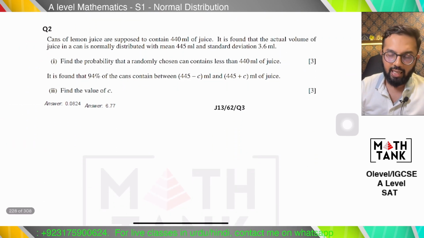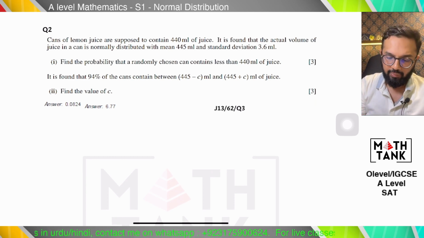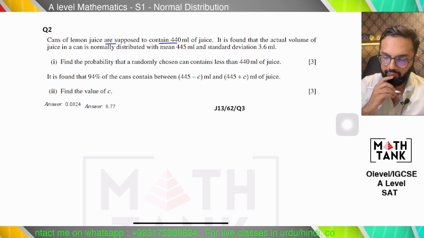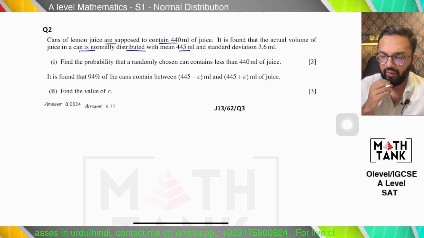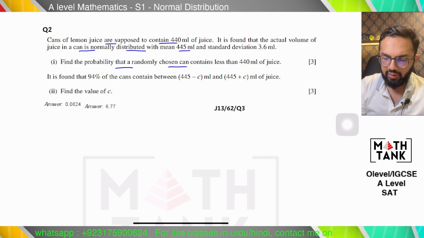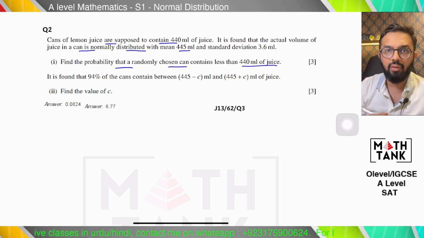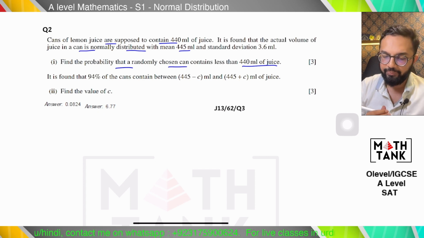Question number 2 says cans of lemon juice are supposed to contain 450 ml of juice. It is found that the actual volume of juice in a can is normally distributed with mean 445 and standard deviation 3.6 ml. Find the probability that a randomly chosen can contains less than 450 ml of juice.